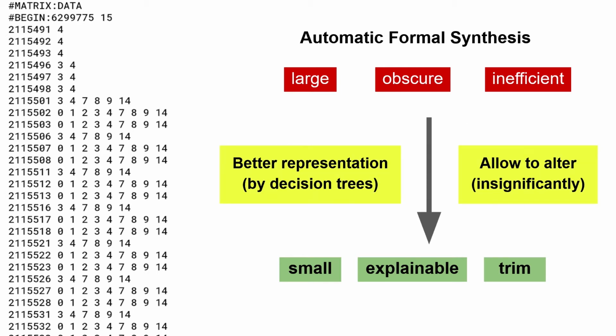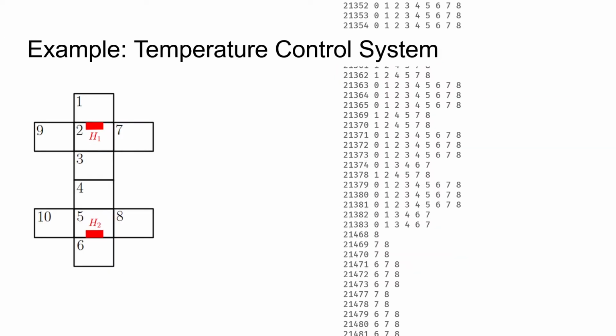Firstly, we provide a better representation, namely decision trees. And secondly, we allow small changes to the controller that do not compromise safety. Before we dive into details, let's try to understand these advantages of decision trees on some examples. Consider the following automatic heating system that has 2 heaters and it has to keep 10 rooms all in a certain temperature interval. This is a standard example of the tool Scots.